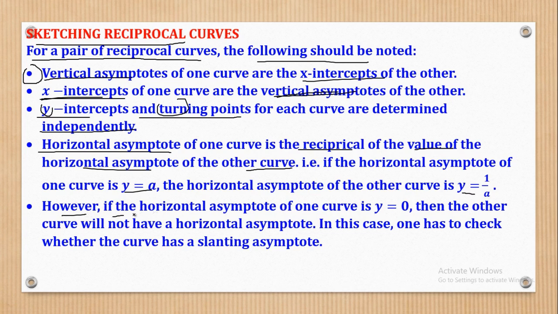However, if the horizontal asymptote of one curve is 0, this is a special case. When the horizontal asymptote is 0, getting the reciprocal will be infinite because 1 over 0 is infinite. Therefore, it implies that the other curve will not have a horizontal asymptote. And in this case, one has to check whether the curve has a slanting asymptote.